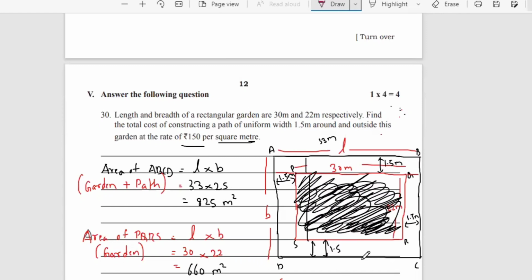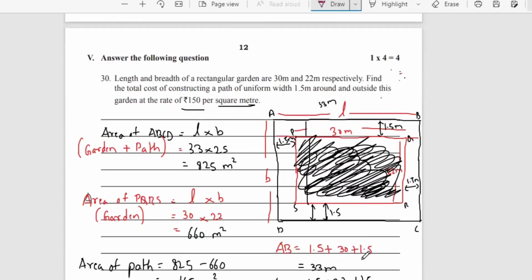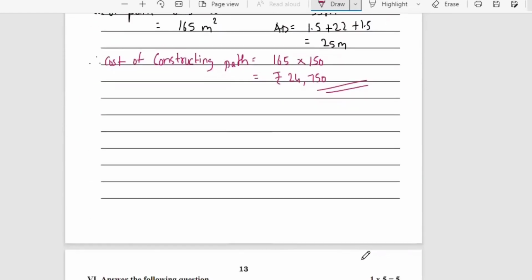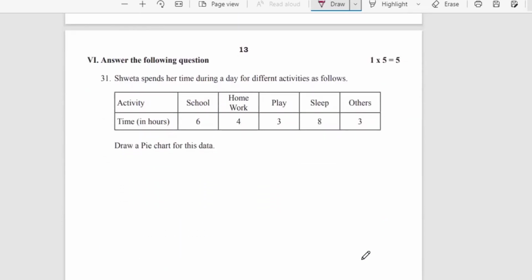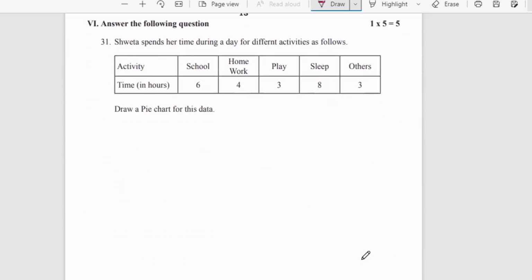That's it. Let us go with the last and final question for the model question paper of class 8 standard. That is related to the pie chart. That is of 5 marks. Very simple question. Shweta spends her time during a day for different activities as follows. They are saying to represent data in the form of a pie chart. For the pie chart, we need what? Central angle. So let us find out the central angle.